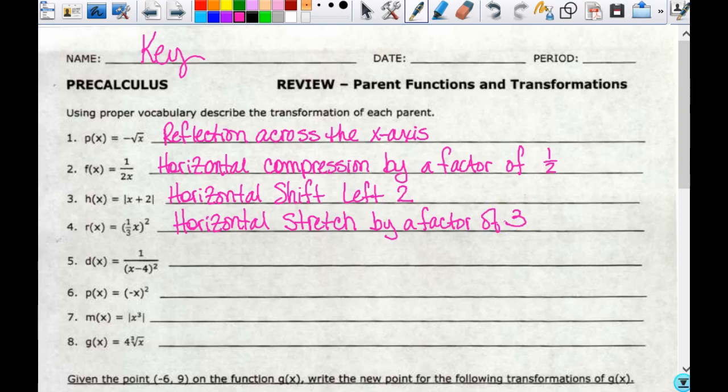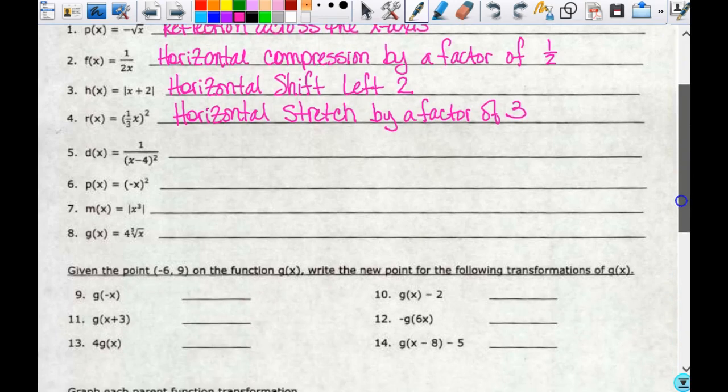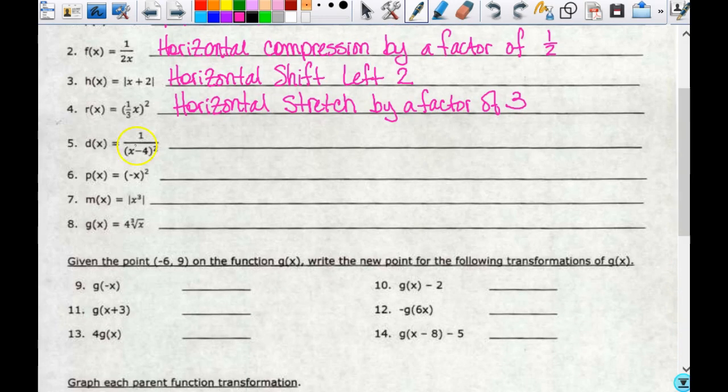Okay, so this is the inverse square, and we are doing a change of the x, so that makes this a horizontal. Okay, when you add or subtract, that makes it a shift. And then since this is x minus 4, we do the opposite, so we're going to add 4, which means we're shifting to the right. And it would be 4.